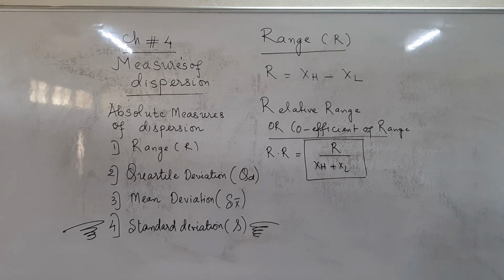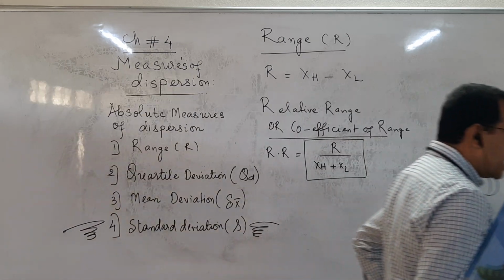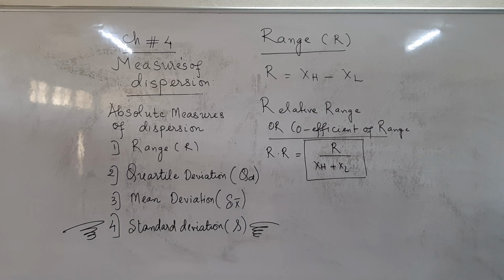Mind you, in chapter number 3, we have written formulas of every measure of central tendency into two broad categories: one for ungrouped data and another for group data. Here, the formula is the same for ungrouped data as well as group data. So I am not categorizing the formulas. Whenever I am finding range, whether it is ungrouped data or group data, the formula remains the same. The concept also remains the same.